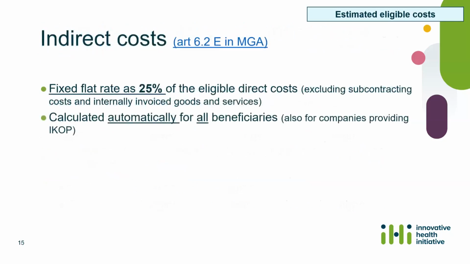The indirect cost, so that's a fixed flat rate that is calculated as 25% of the direct eligible costs, excluding subcontracting cost and internally invoiced goods and services in case you have any. So it's calculated automatically by the tool and for all beneficiaries without exception. So also for the companies providing ICOP, so private members and or contributing partners.